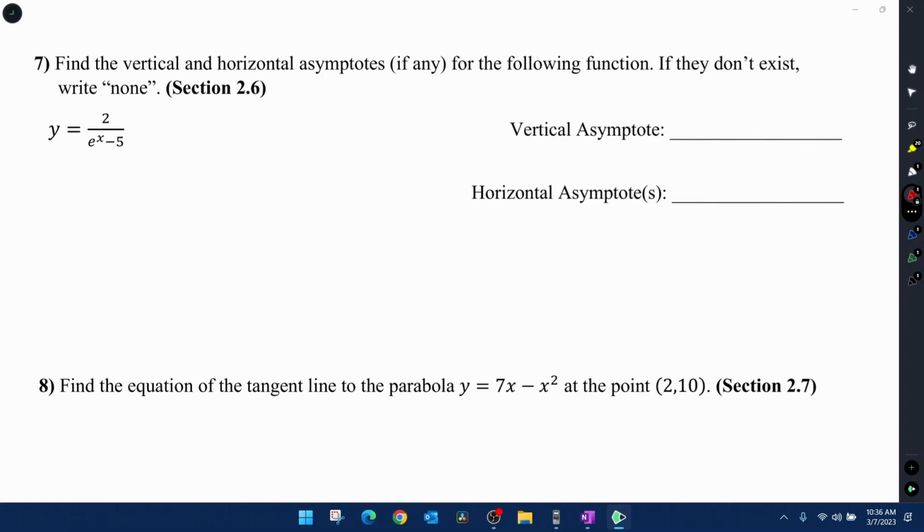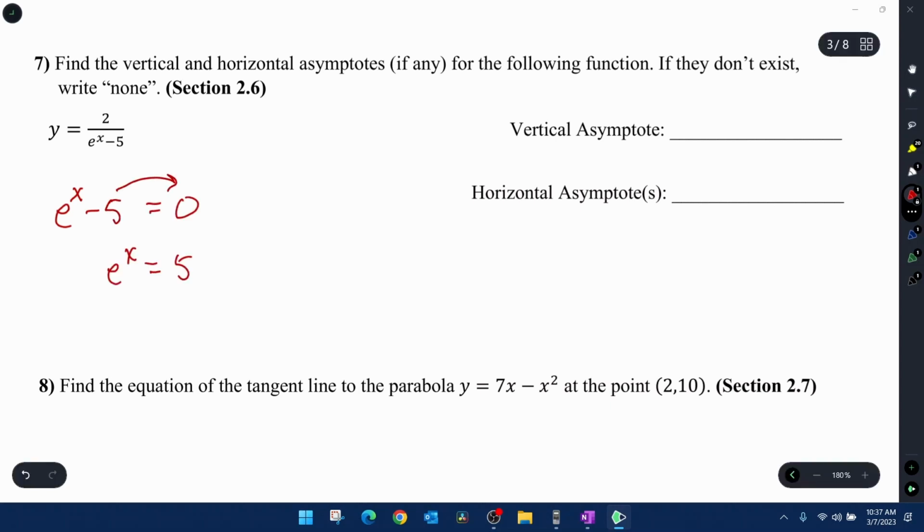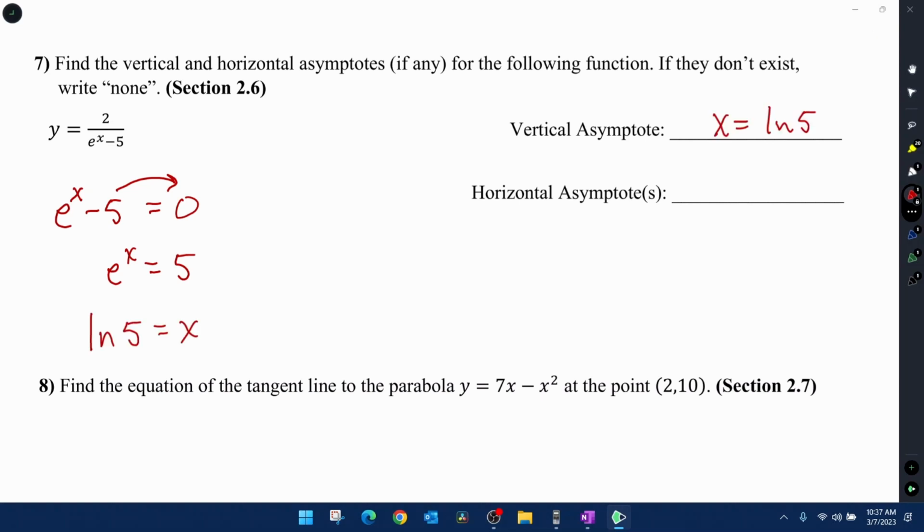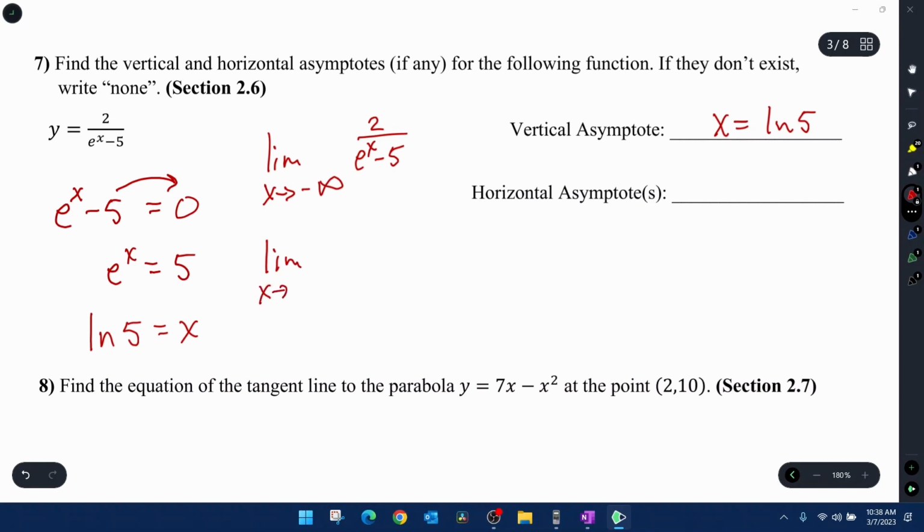Find the vertical and the horizontal asymptotes, if any. So to find the vertical asymptote, we need to set the denominator equal to 0 and solve. So we need to move the -5 to the other side so that we can isolate the exponential piece. And then at this point, we can convert to logarithm. And we've got a vertical asymptote. To find the horizontal asymptotes, you have to consider the limit as x approaches -infinity of the function, and then you also have to consider the limit as x approaches +infinity of the function.